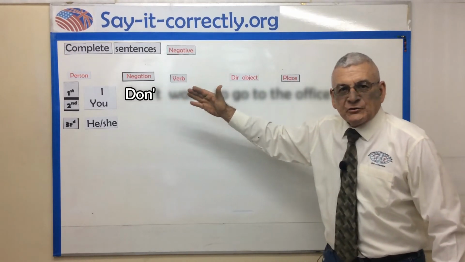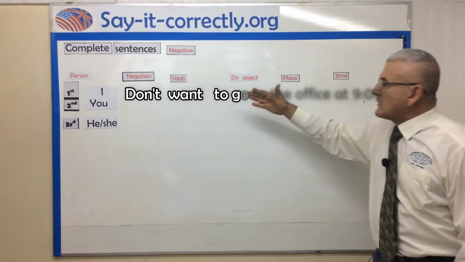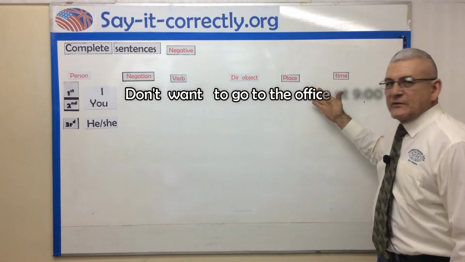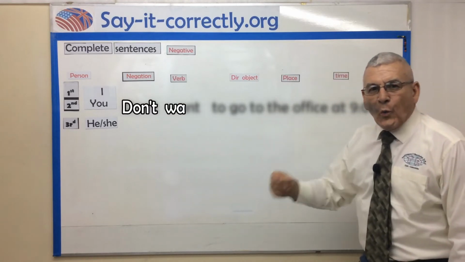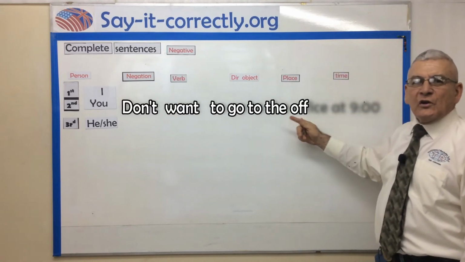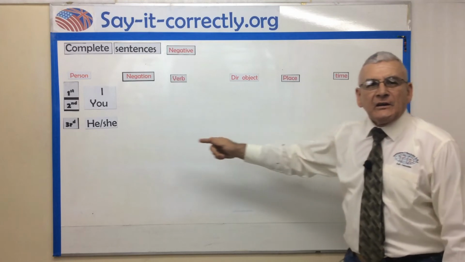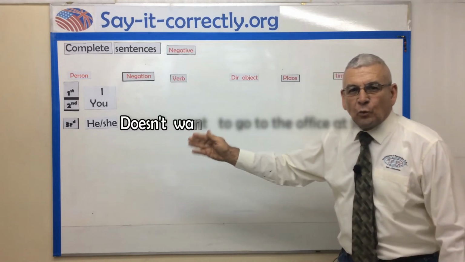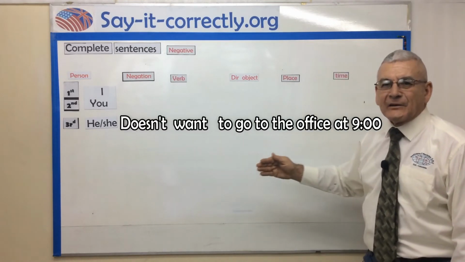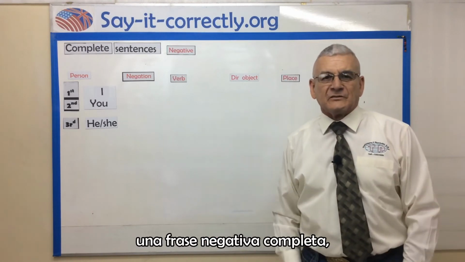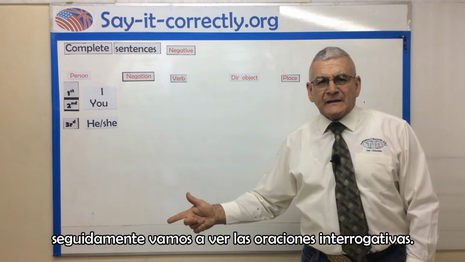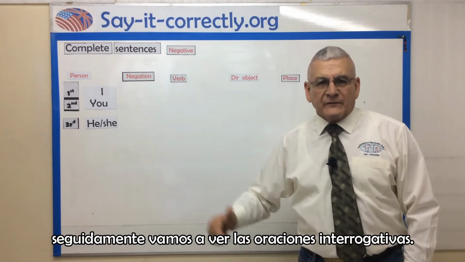I don't want to go to the office at 9 o'clock. You don't want to go to the office at 9 o'clock. He or she doesn't want to go to the office at 9 o'clock. And that's a negative sentence, a complete negative sentence. We'll see next the interrogative sentence.